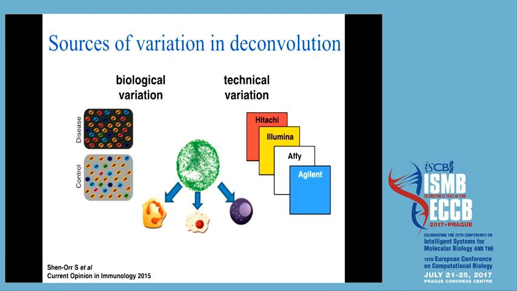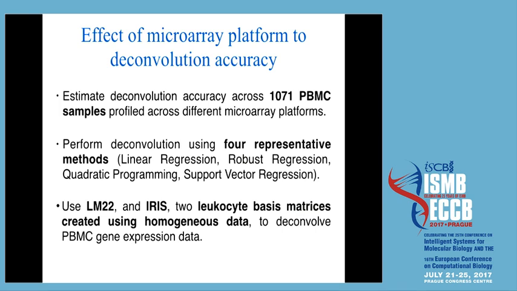And the key question here is, how does heterogeneity affect the accuracy of deconvolution? We didn't know the answer when we started, and we decided to answer it starting from the technical point of view, so looking at the effect of platform. To do this, we deconvolved over 1,000 human PBMC samples that were profiled across multiple different microarray platforms. To make things general, we used 4 different algorithms and 2 different blood signature basis matrices. And what we really want to do is look at the accuracy of the deconvolution across our samples and compare one platform against the other.